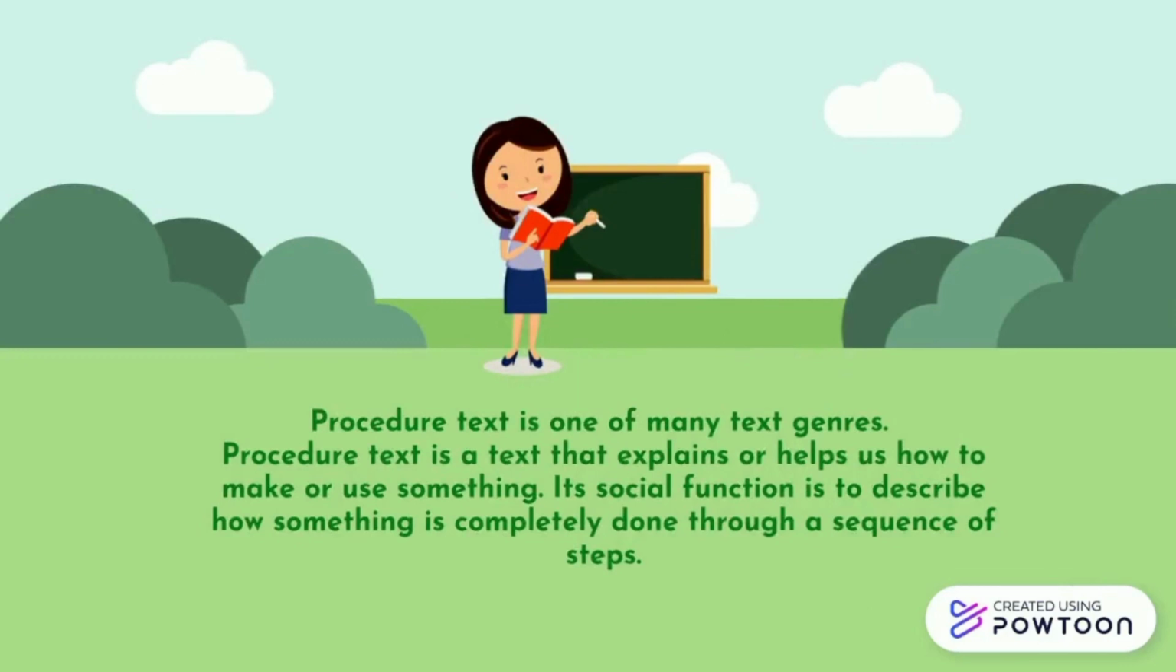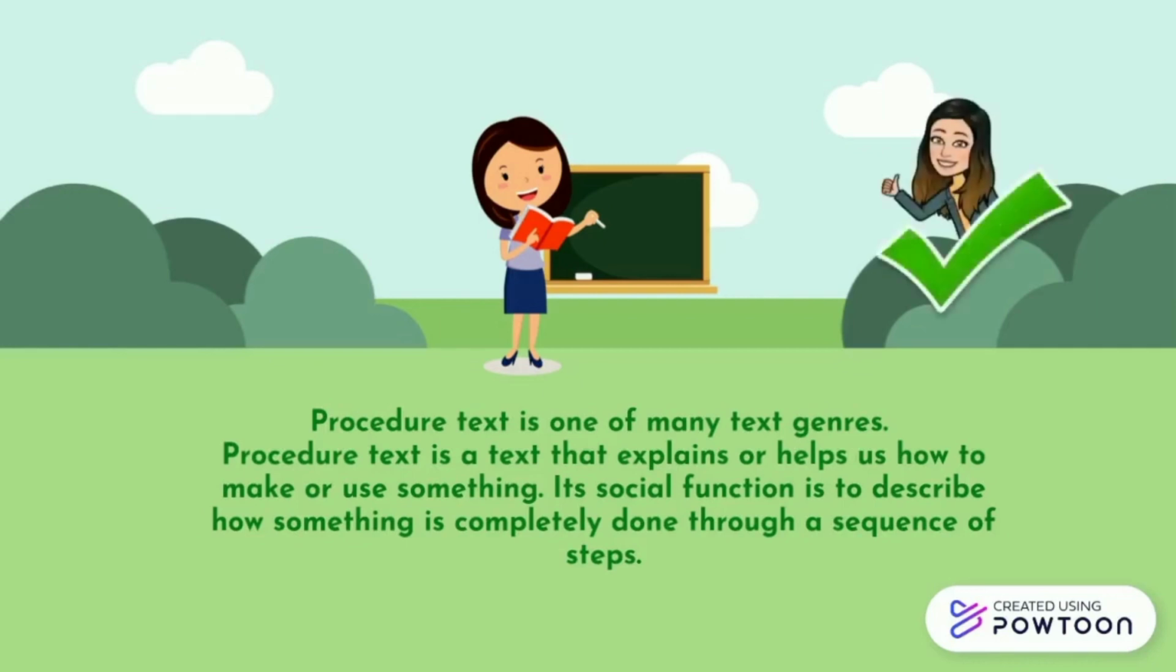Procedure text is a text that explains or helps us how to make or use something. Its social function is to describe how something is completely done through a sequence of steps. An example of procedure text is recipe text.